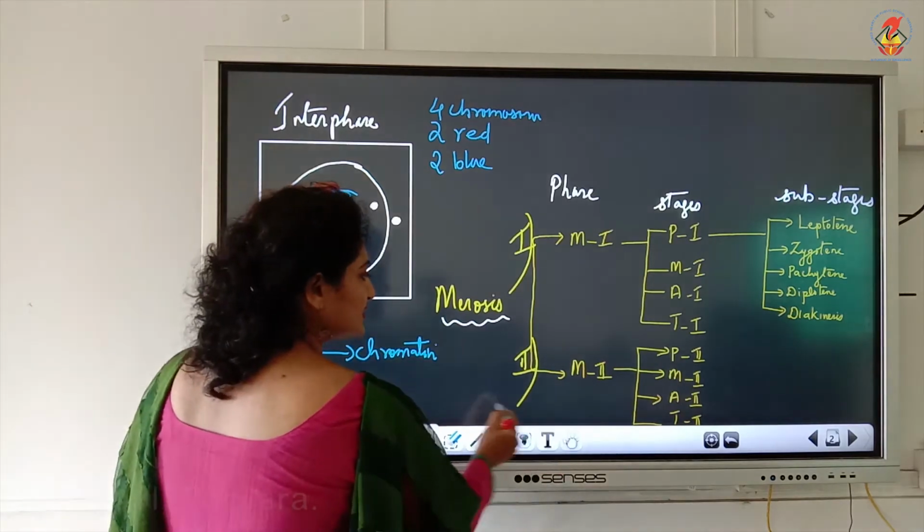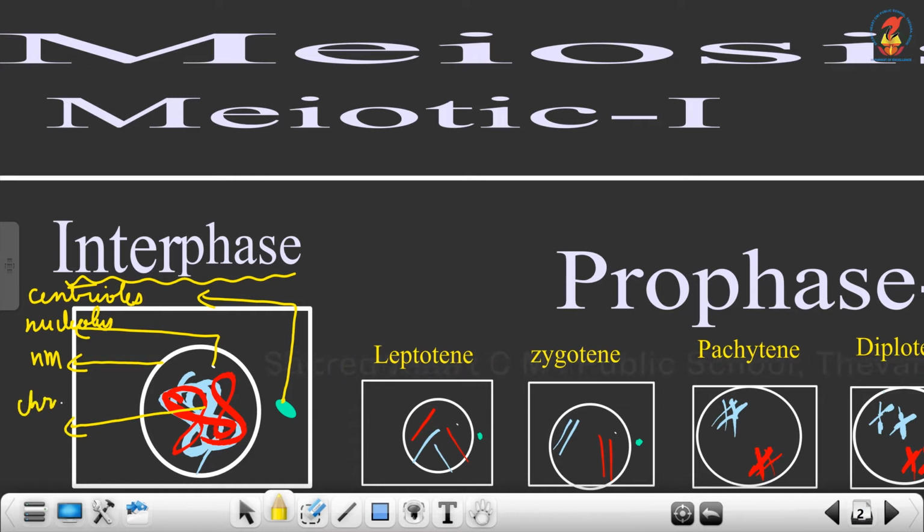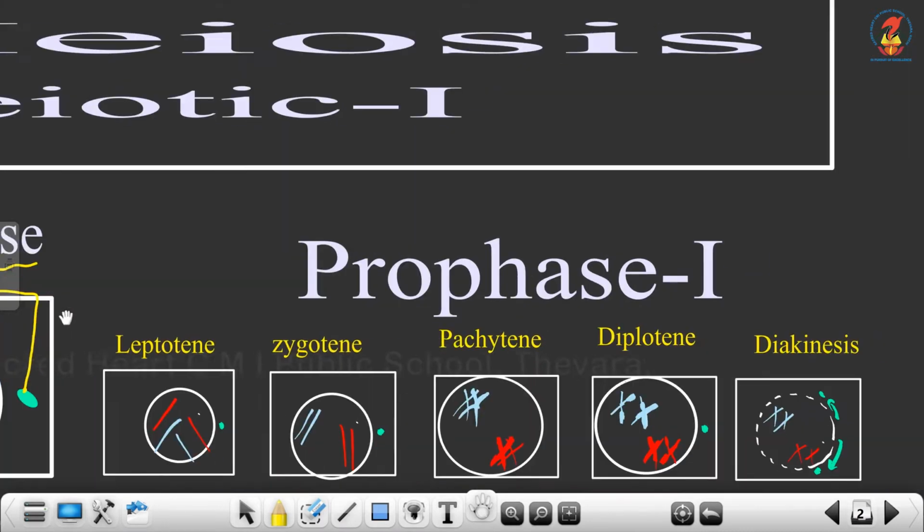So let's get started. The interphase, as I described: the nuclear membrane is intact, the nucleolus is intact, and centrioles outside the nuclear membrane are intact, and the chromosomes are in the form of chromatin threads. Now we are moving on to prophase. So I am sliding this.